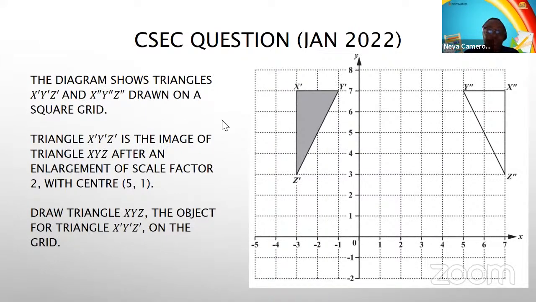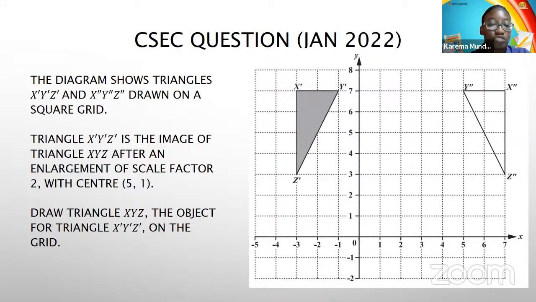So those are some of the things we want to point out when we're going through the questions. Over to you, Miss. All right, so we are now being asked to draw the object. So we have the image, and you may be wondering, why is X double prime, Z double prime, Y double prime there? We'll talk about that in a minute.